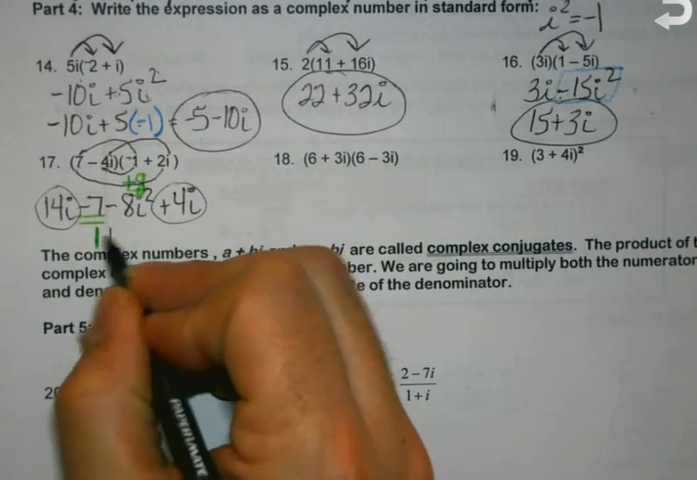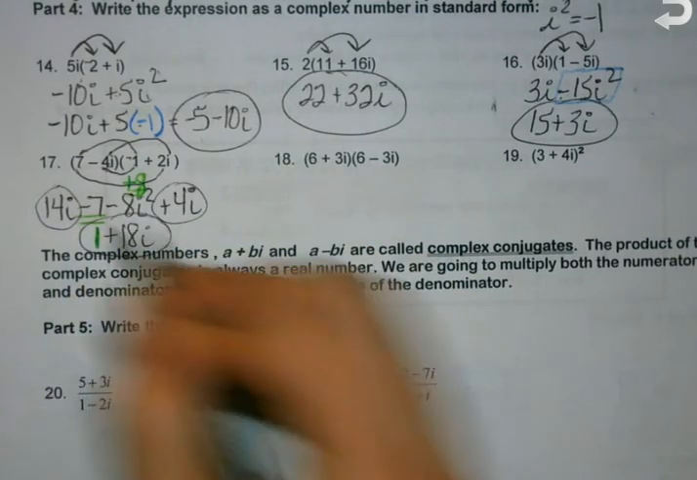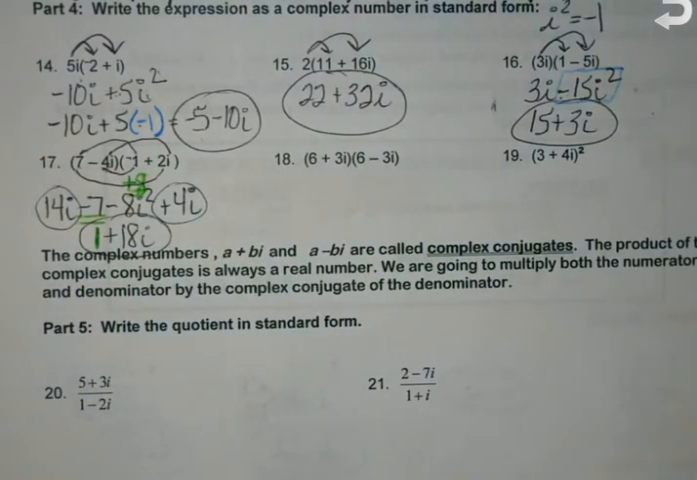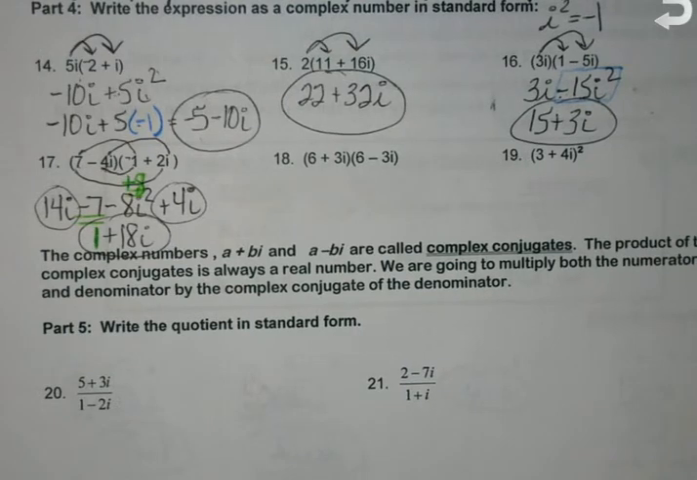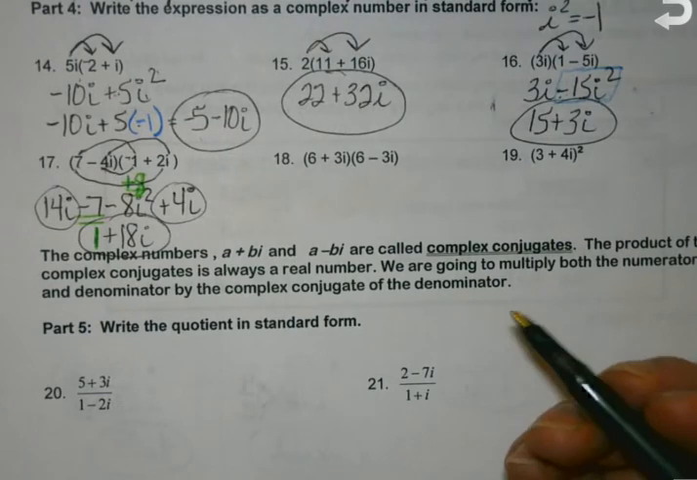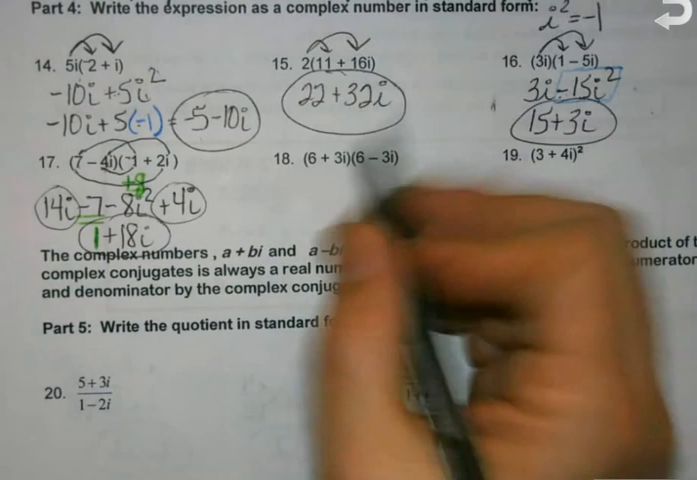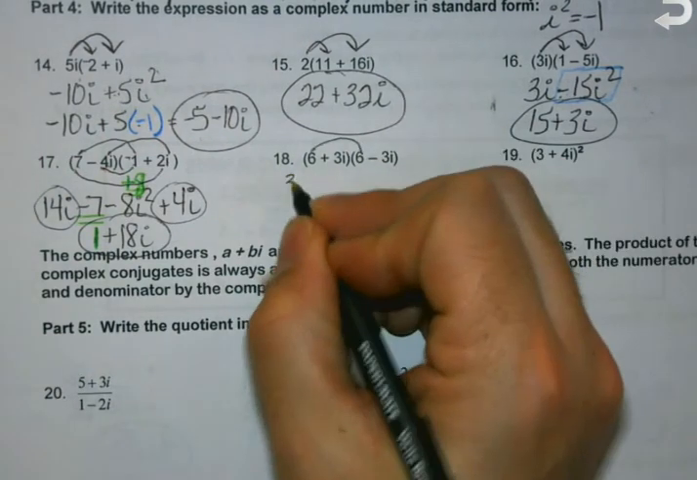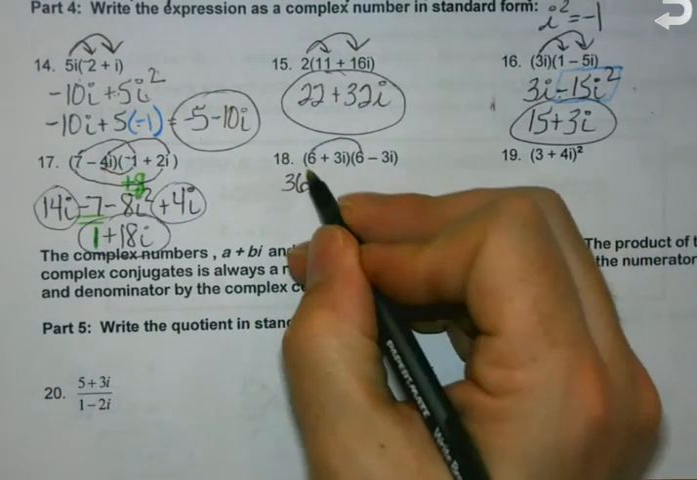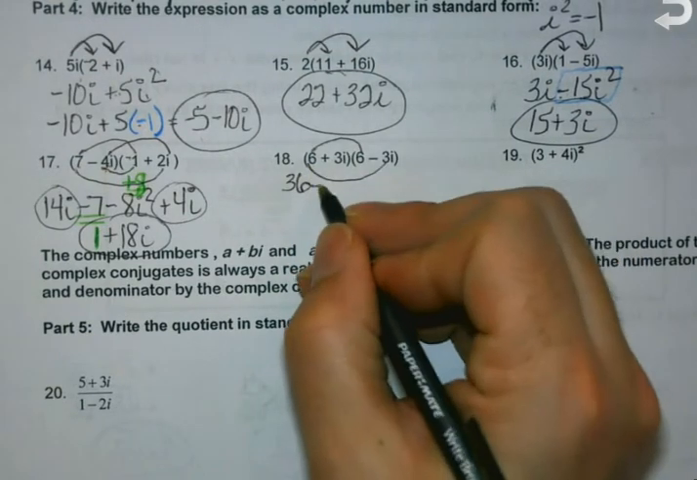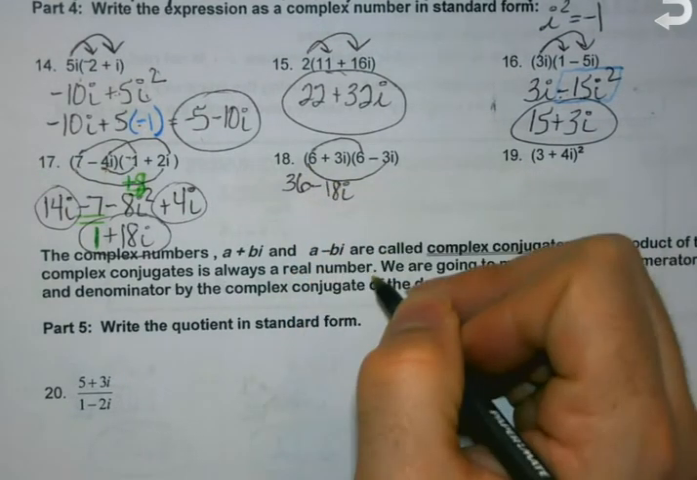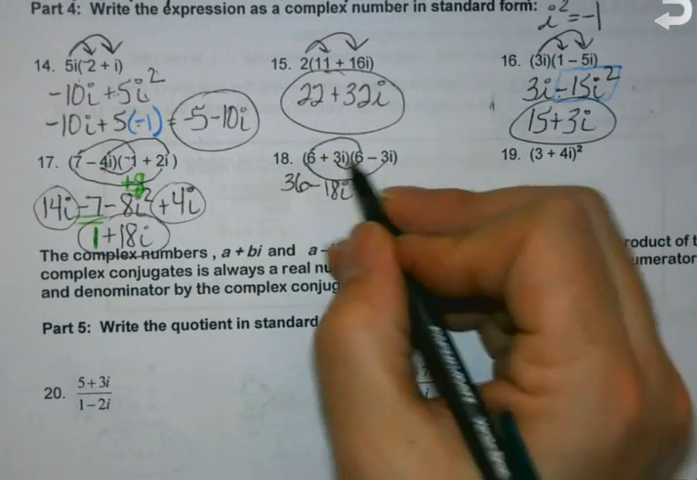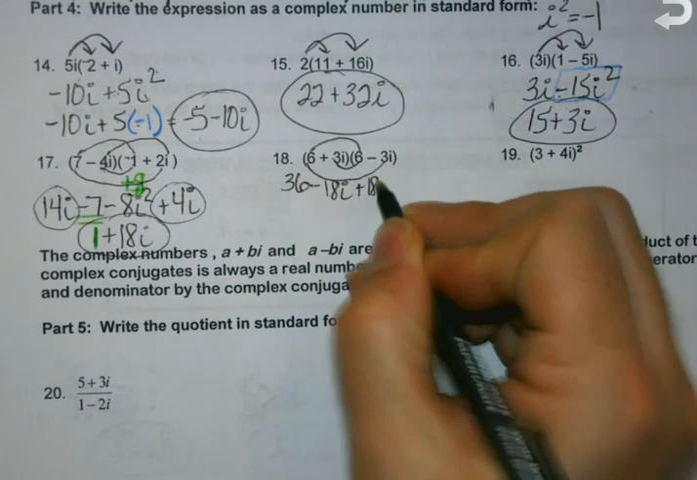14i plus 4i is 18i. So I'm just FOILing, and wherever I see the i squared, I'm replacing it. Same is going to happen with these last two. If I do my firsts here, 6 times 6 is 36. My outer is negative 18i. Inside, 3 times 6 is 18i.